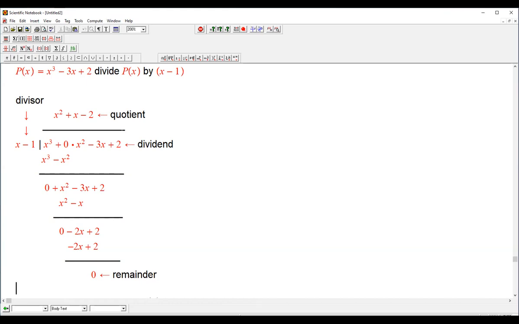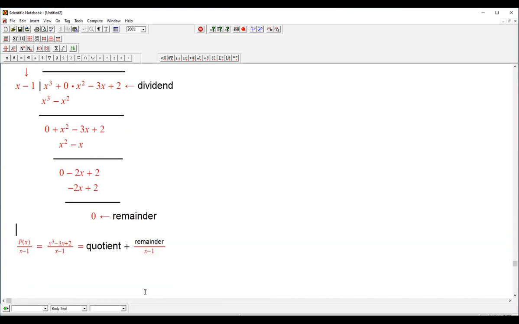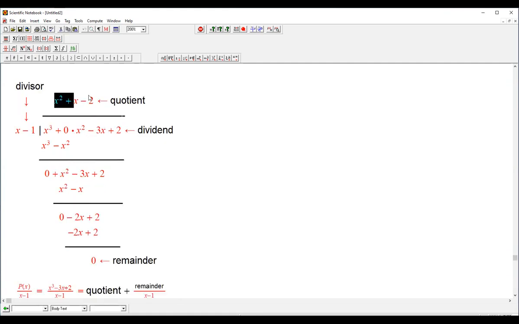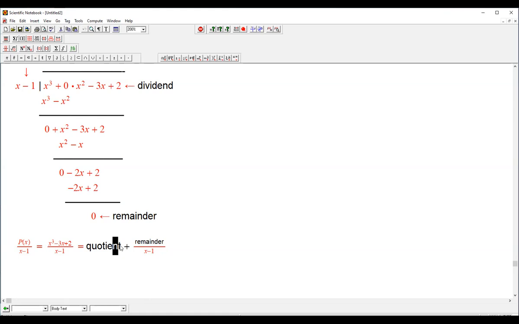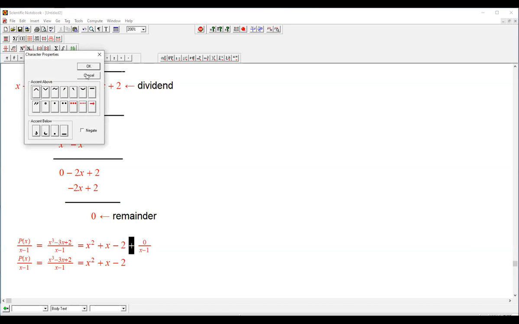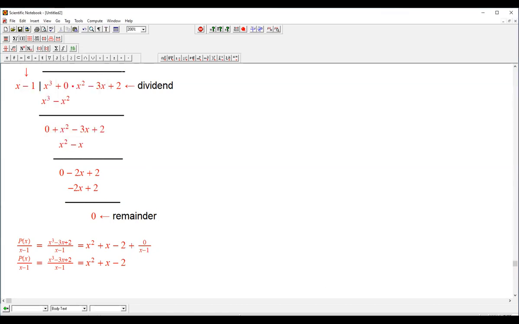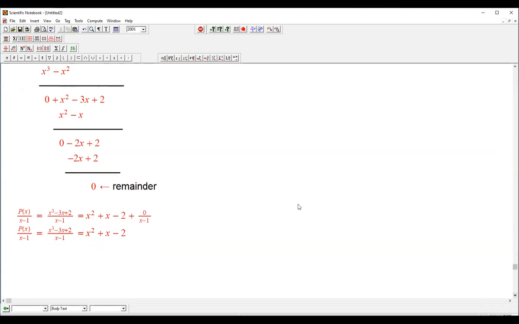Okay, after we're done with the long division, we put the quotient in the place where the quotient belongs. Okay, so the quotient goes here. Remainder here, we got a 0, right? And 0 divided by x minus 1 is going to be 0. So in the end, what are we getting? We're getting this piece. 0 divided by that is just 0. Okay?